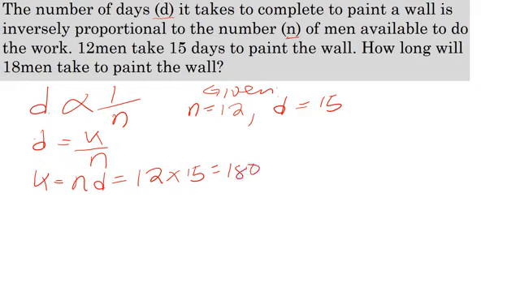Okay, that will give us 180, which means our expression will now be 180 over n. So this 180 will remain constant at every instant. Okay, and now they are saying, how long will 18 men take to paint the wall?